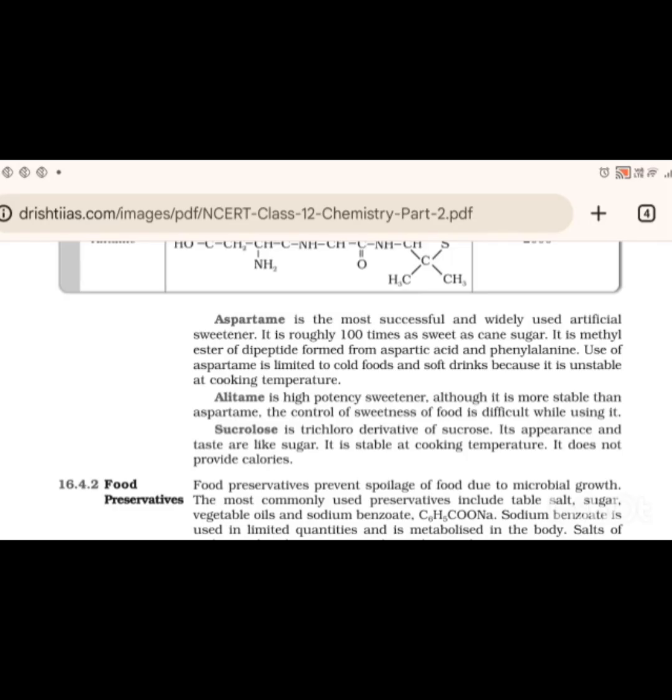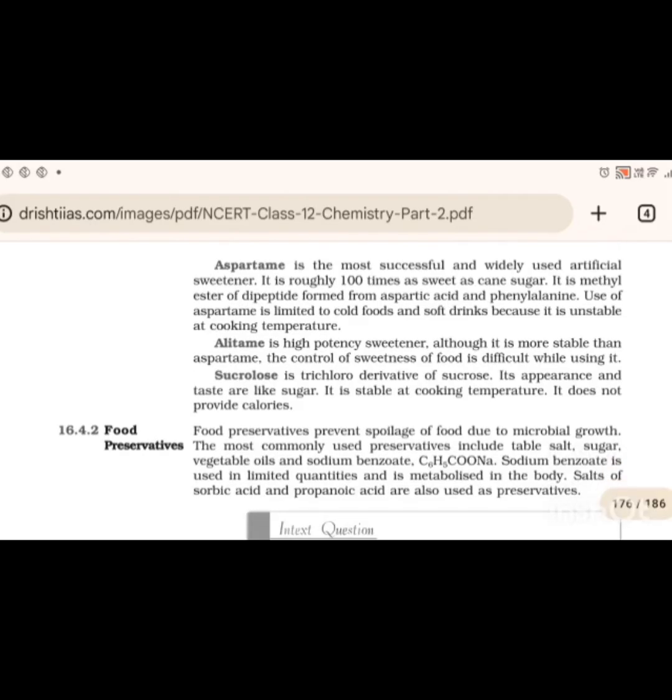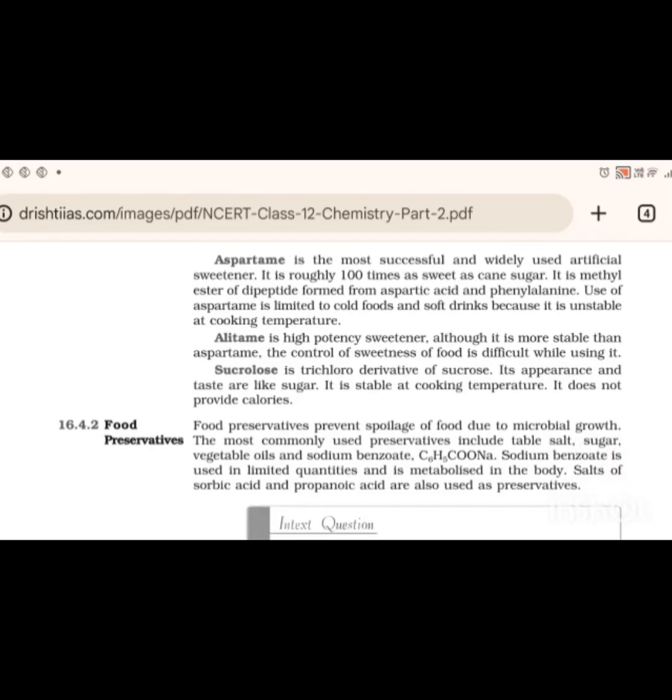Alitame is a high potency sweetener, although it is more stable than aspartame. The control of sweetness of food is difficult while using it. Sucralose is a trichloro-derivative of sucrose. Its appearance and taste are like sugar. It is stable at cooking temperature. It does not provide calories.